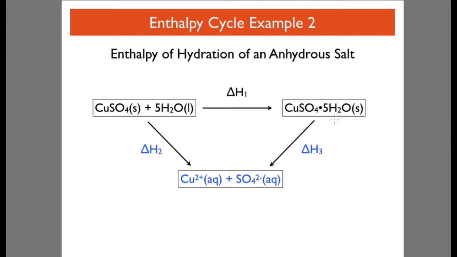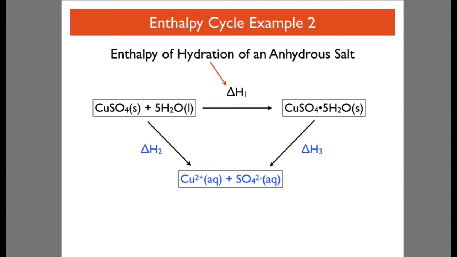Enthalpy cycle example 2. Enthalpy of hydration of an anhydrous salt. We've got potassium sulfate and water giving us the hydrated potassium sulfate. The change here would be delta H1. This is the direct route.